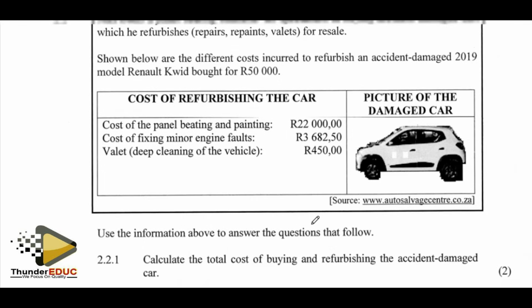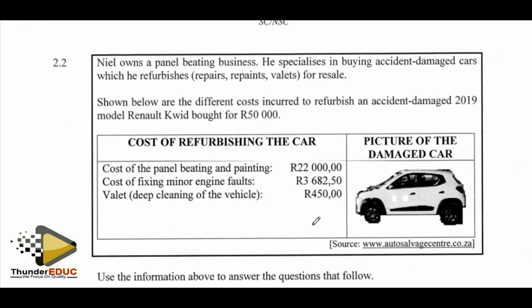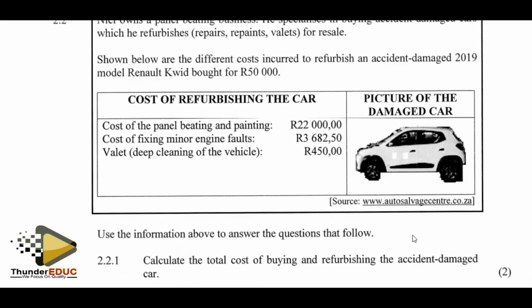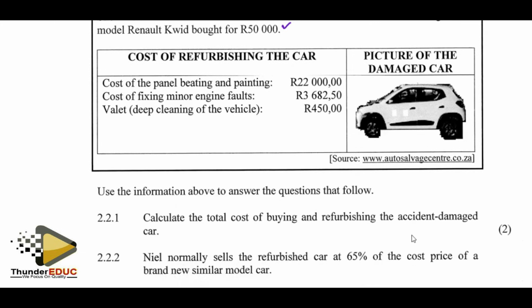2.2. Someone has a business of refurbishing cars and they sell them. They buy accident cars, they panel beat them, and they sell them. Here they're asking you, calculate the total cost for buying and refurbishing the accident damaged car. They say shown below are different costs incurred to refurbish the accident damaged car. The model Renault they bought at what? 50,000. So you come down here, right? 50,000 plus these costs for refurbishing.